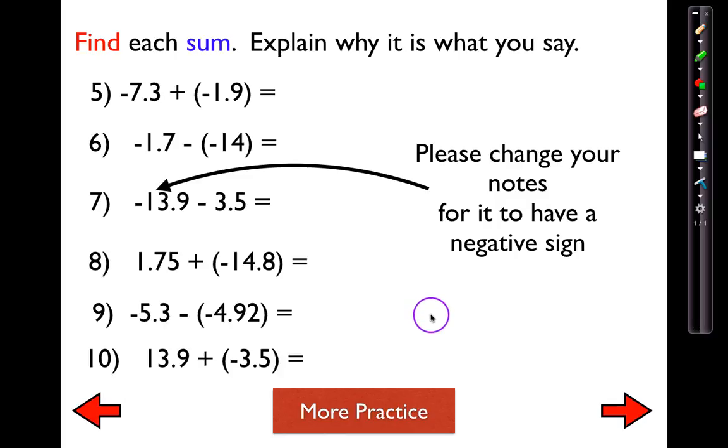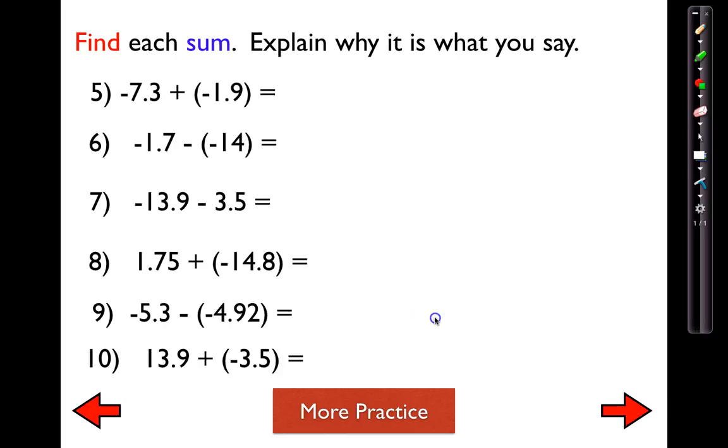So now what we're going to do is go ahead and go over the answers. For number 5, the sum is negative 9 2/10. Number 6 is, the difference is 12 3/10. For number 7, the difference is negative 17 4/10.